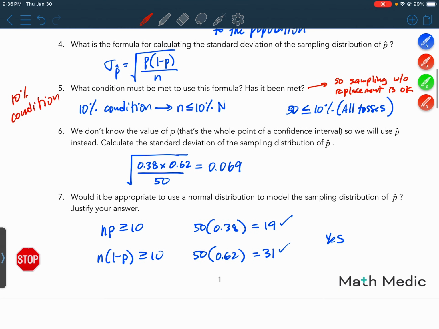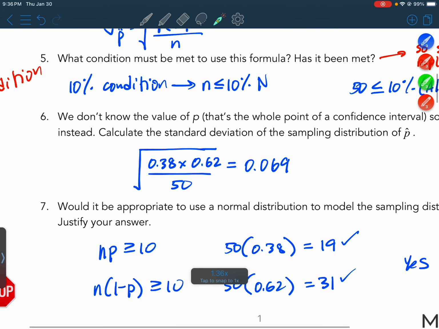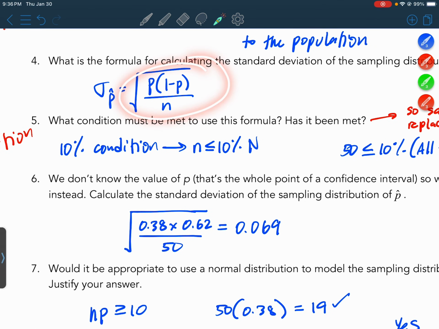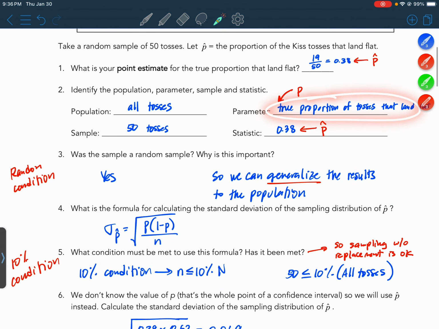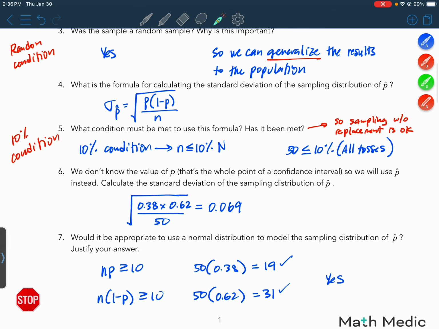Now, question number 6 is a really important part of the activity. We want to calculate the standard deviation for our sampling distribution, but we don't know the value of p. Remember, p is the true proportion, which we don't know. We've got a sample proportion, but we don't know the true proportion. So what we'll do is we'll just estimate. We'll use our sample proportion in place of the true proportion. That's what it's saying to do here, just use the value for p hat.